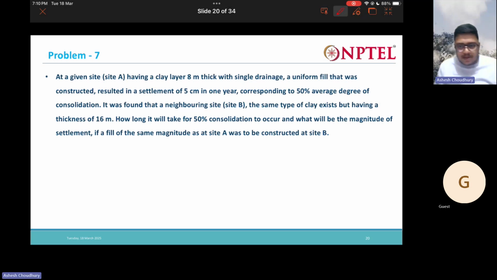Because the same soil, but the thickness of the clay layers are different. In that case, we have to calculate the time required. Okay, that's the question. Now let us see. Now let us first see for site A.